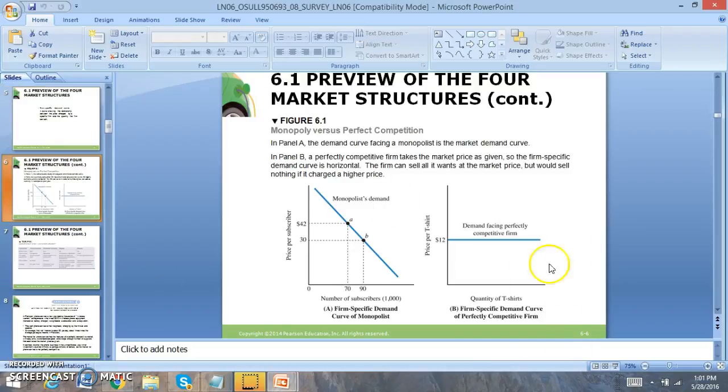Now, this is the market structure that the firm is going to be facing. A monopolist will be facing a downward sloping demand curve. A perfectly competitive firm will be facing a horizontal demand curve. When we look at a horizontal demand curve, we're looking at a demand curve where it doesn't matter how many units they sell, they're all going to be at the same price.